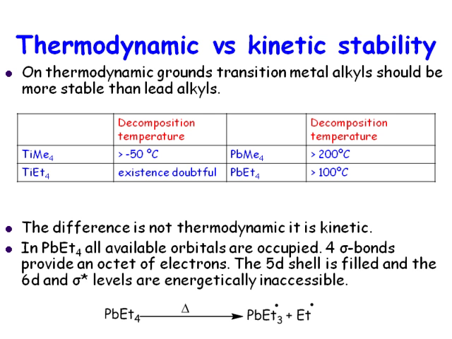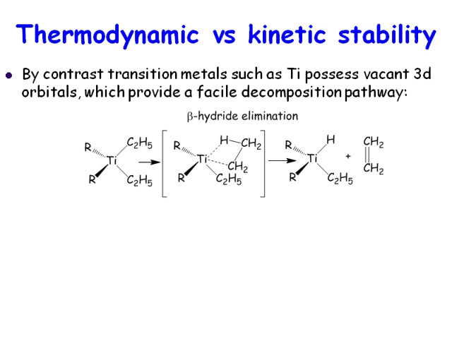How does lead decompose? Well, we've seen that. Lead needs to decompose by a homolytic cleavage of the lead-carbon bond, meaning we produce lead radicals and carbon radicals. That's the mechanism by which the lead alkyls decompose: homolytic cleavage. How then do titanium alkyl compounds decompose?